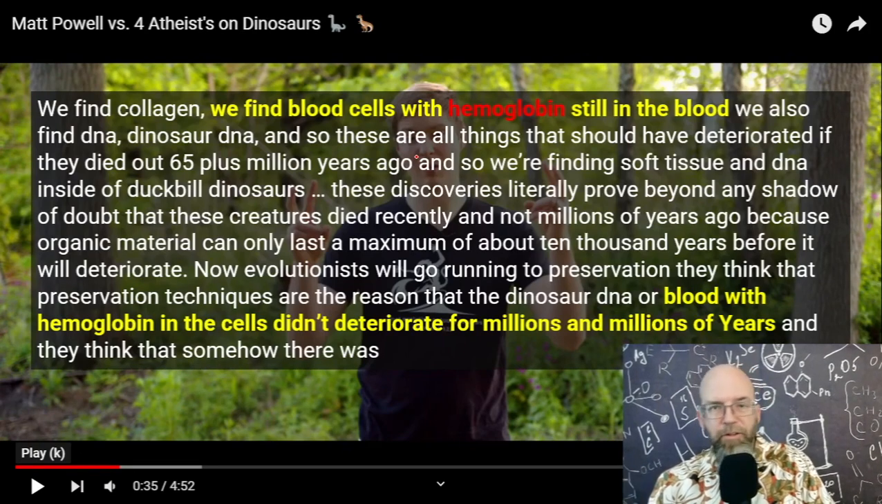We find collagen. We find blood cells with hemoglobin still in the blood. We find DNA, dinosaur DNA, and so all these things that should have deteriorated if they died out 65 plus million years ago. And so we're finding soft tissue and DNA inside of duck-billed dinosaurs.